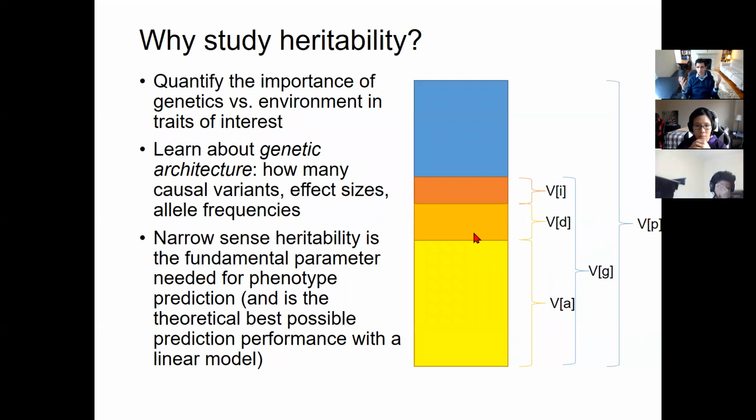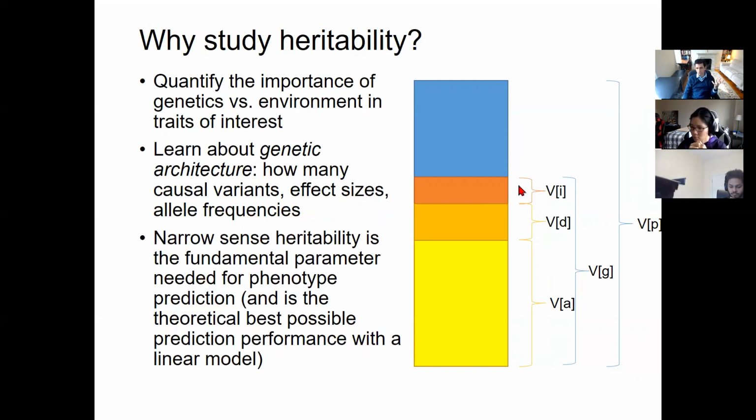So, of course, the big question is, why do we care about heritability? Because it allows us to quantify the importance of genetics versus environment in a particular trait of interest. It can teach us about genetic architecture, namely how many causal variants are there? What are their effect size distributions? What are their allele frequencies? And also narrow sense heritability is a fundamental parameter that's needed for phenotype prediction, and it's the theoretical best possible prediction performance with a linear model.